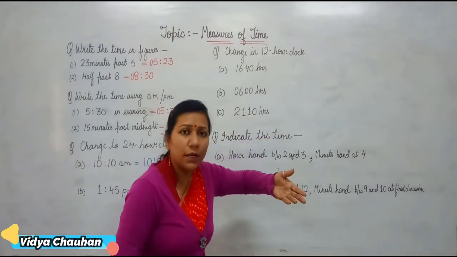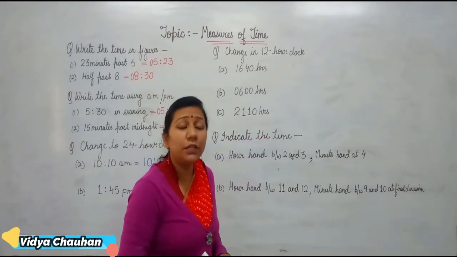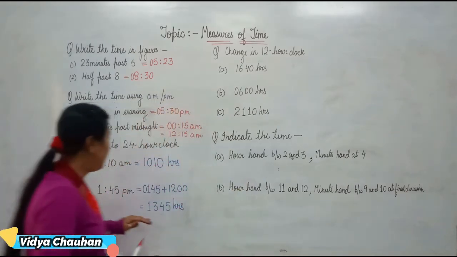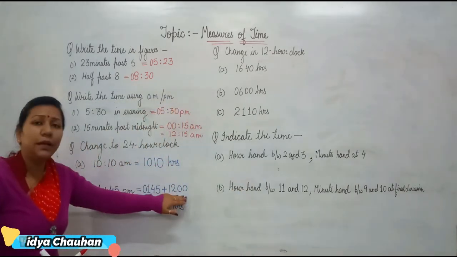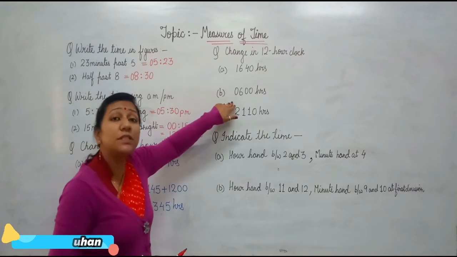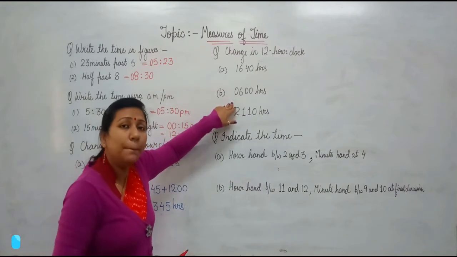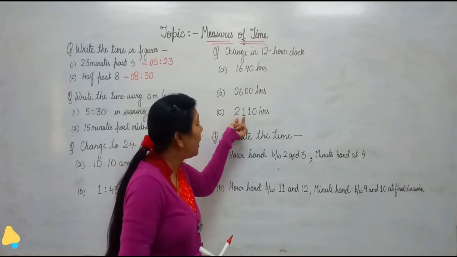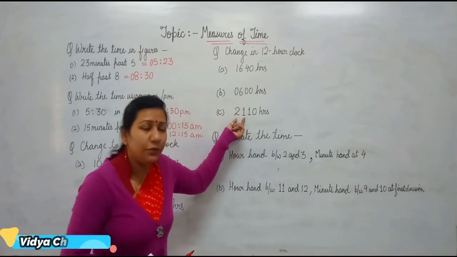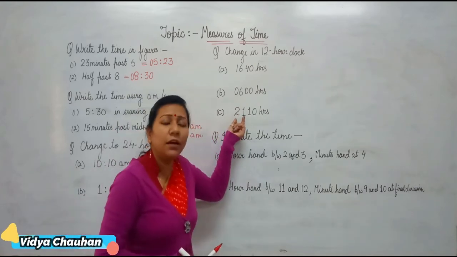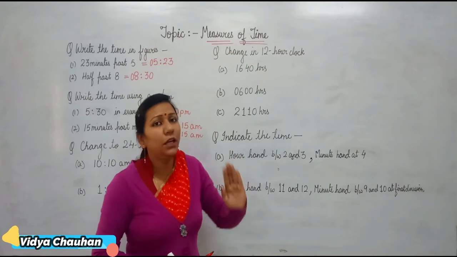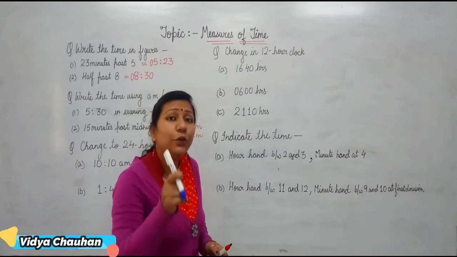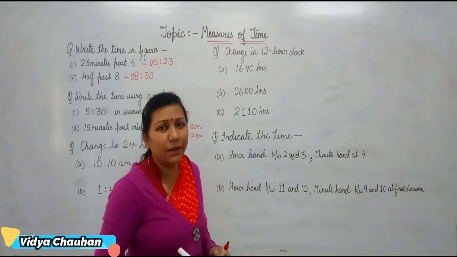Next, in the next question, change into 12-hour clock. Now the 24-hour clock is given to you and you have to convert this into 12-hour clock. So for that, as we have added 1200 here, now in this we have to subtract 1200. But in which case? The cases in which your hour hand is more than 12. If your hour hand is giving a value more than 12, then you have to subtract 1200 and put PM there.